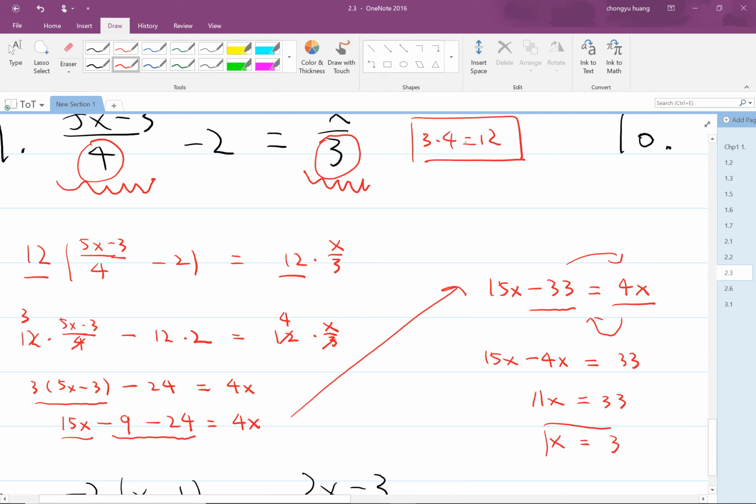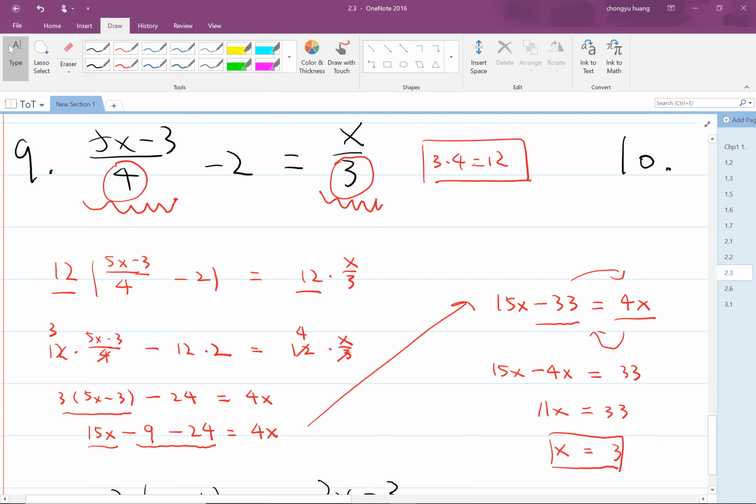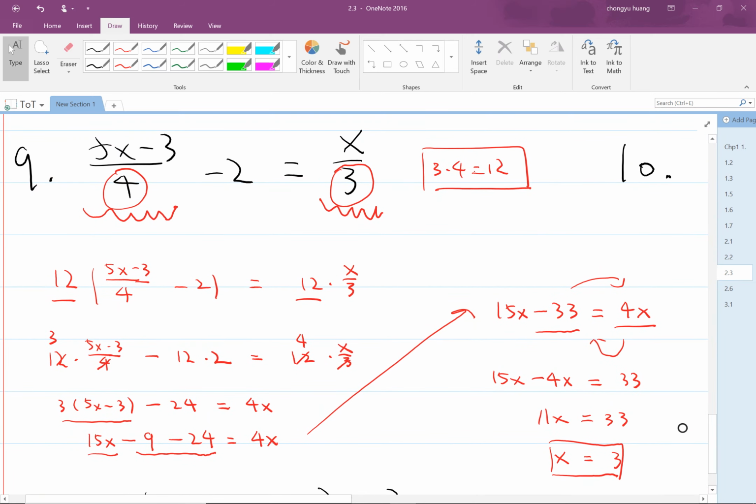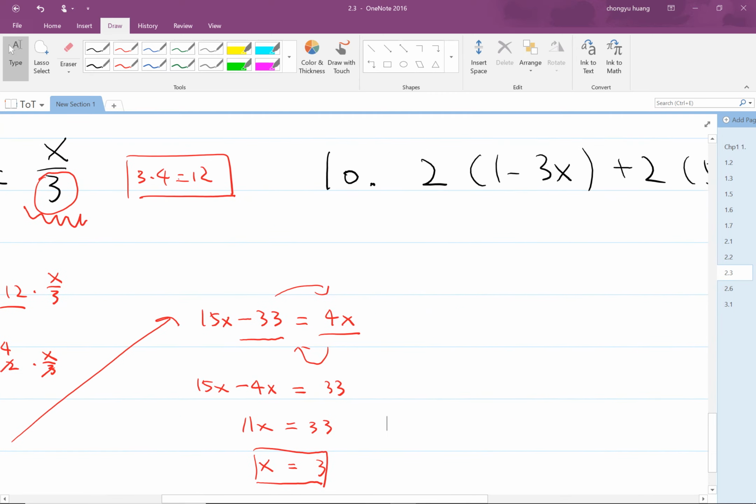So now we get the solution for this question: x equals 3, right? That is the solution for this question. Okay, so let's move into question 10.